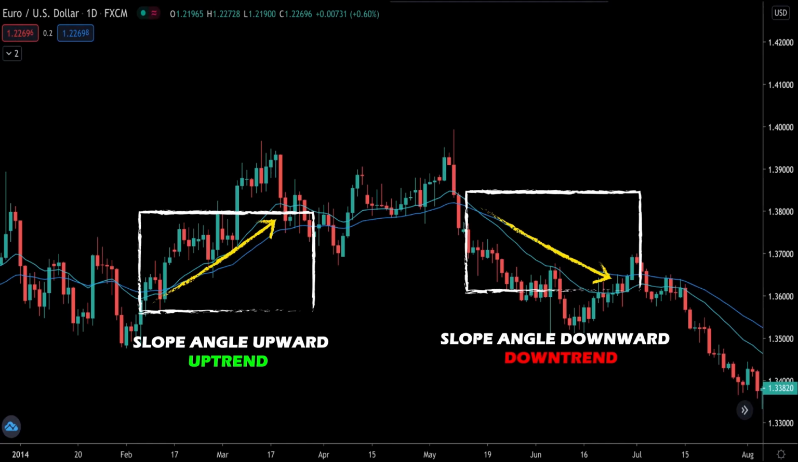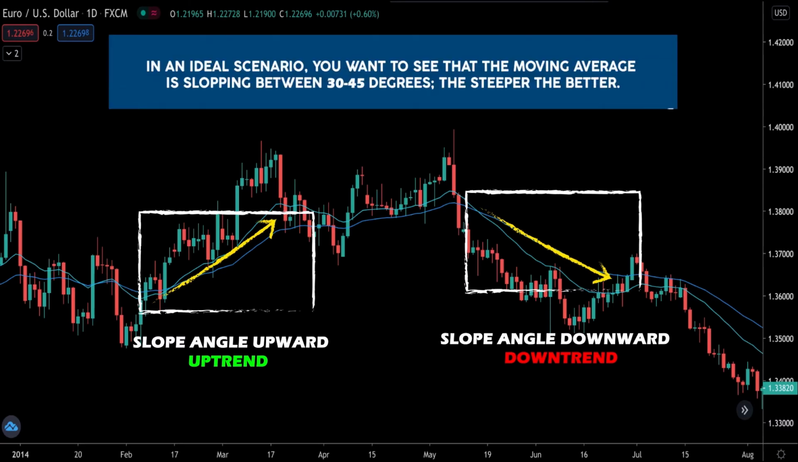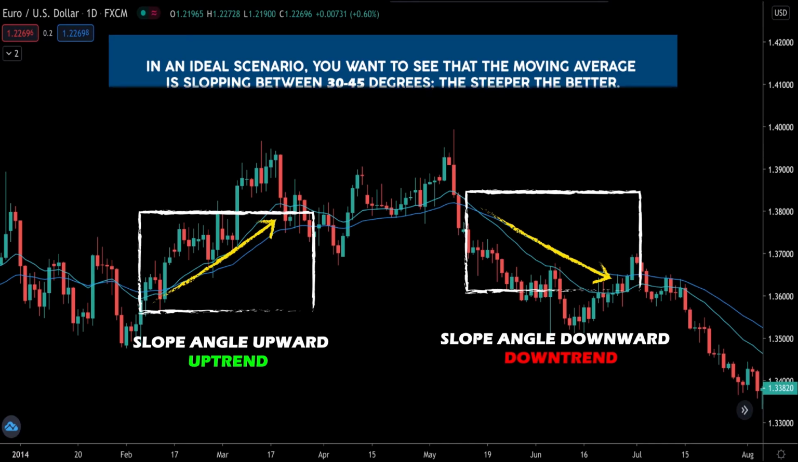Pay attention to the slope. Don't just blindly trade any crossover. In an ideal scenario, you want to see that the moving average is sloping between 30 to 45 degrees. The steeper, the better it is.